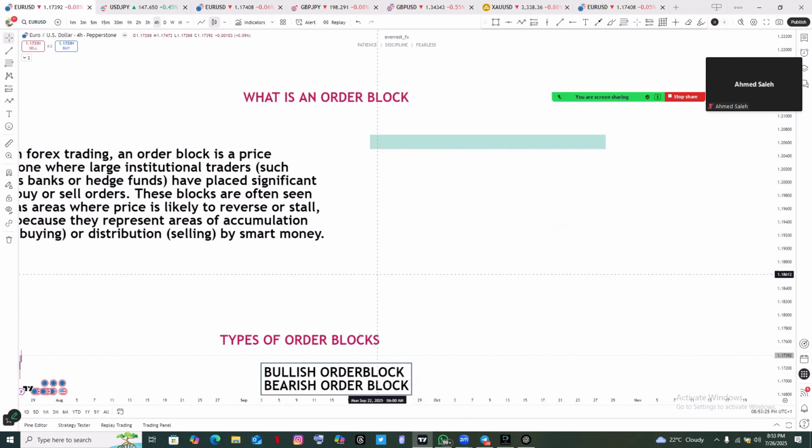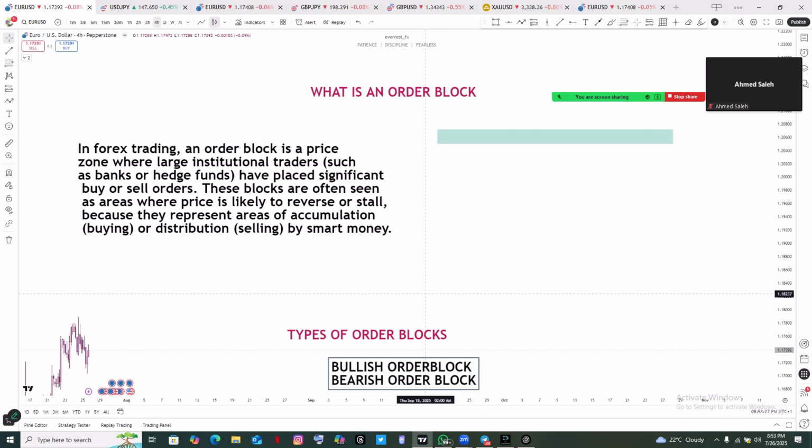So now, what is an order block? An order block is a zone where big banks and institutional traders place their buy or sell orders. It is a place where there are still orders waiting, believing that when price gets to that place, it will take the orders and move in the right direction.